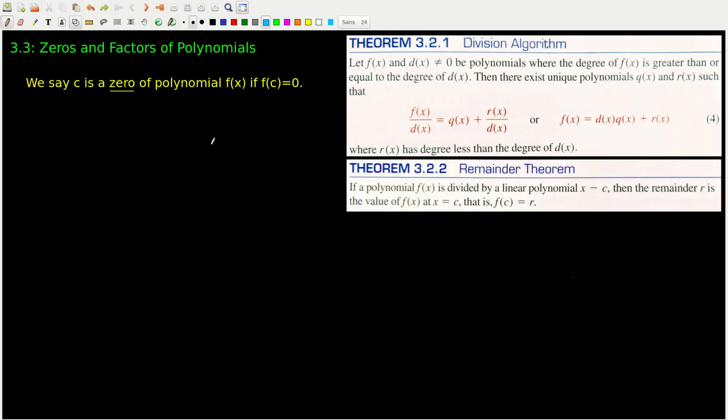Okay, so today we're going to bring together a lot of the ideas we've been talking about so far in Chapter 3. We saw earlier on that a polynomial has a 0 at a number c, so we call the number c a 0, if f of c is equal to 0.